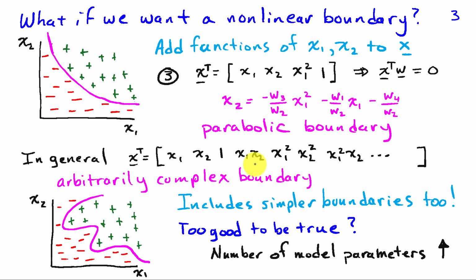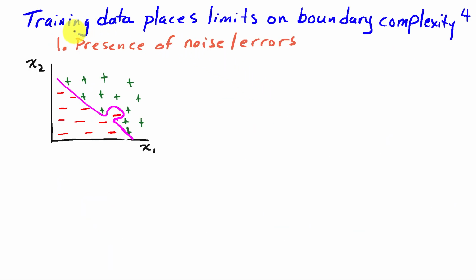Well, this turns out to be too good to be true. One of the things that you notice is that as I increase the number of terms in this feature vector, the number of model parameters increases as well. Basically, the amount of training data and the quality of that training data places limits on how complex a boundary we can effectively use and still obtain good performance.